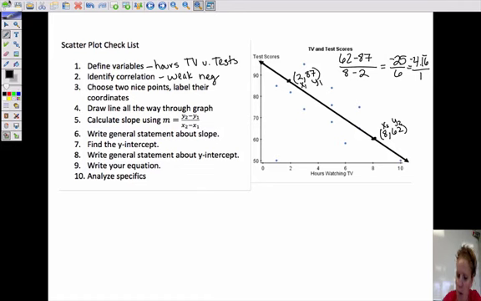Then, if we look at our y-intercept, it looks like it might be 97-ish, 98, something like that, which would mean the general statement, which you guys should write down, would be for 0 hours watching TV, you would get a test score of 97. So if you didn't watch TV, you get a better test score according to this graph. So our equation would be y equals negative 4.16 repeating over 1 times x plus 97. Okay.